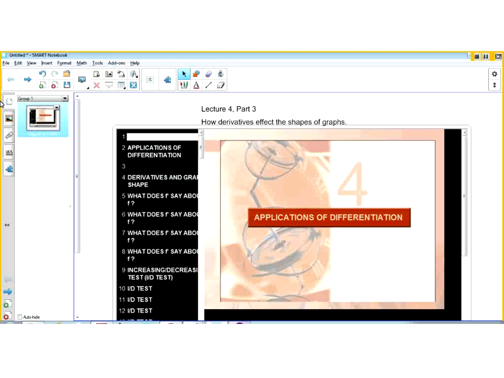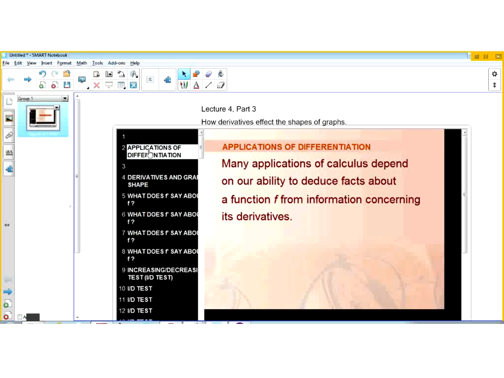Okay, so this is lecture 4, part 3, continuation of our discussion of applications of derivatives. In this section, which corresponds roughly to section 4.3 of your text, we're going to be talking about how derivatives affect the shapes of graphs. Many applications of calculus depend on our ability to deduce facts from a function f and information concerning its derivatives.